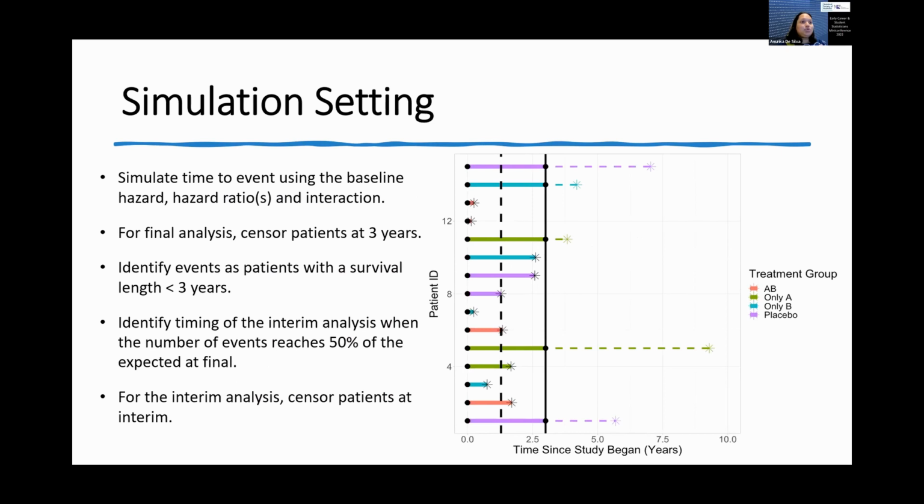For convenience, I'm just going to refer to our 4 groups as only A, only B, the combination of A and B, and placebo. So we started by simulating the time to event using the baseline hazard ratios and the interaction. For the purpose of the final analysis, we censored the patients at 3 years, shown by the black solid line, and we identified events as patients with a survival length less than 3 years. The timing of the interim analysis was identified when the number of events reached 50% of the expected at final, which is shown by the black dashed line. For the purpose of the interim analysis, the patients were censored at this interim time point.